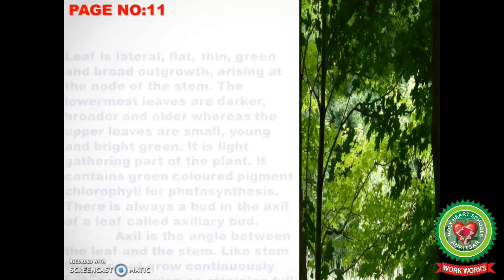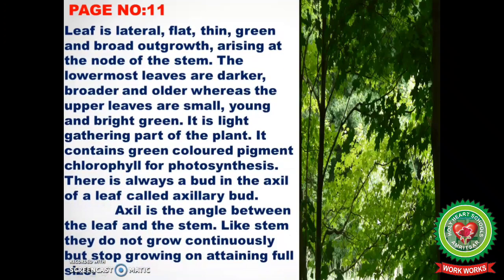Students, open page number 11. Let's have reading from book. Leaf is lateral, flat, thin, green and broad outgrowth arising at the node of the stem. The lowermost leaves are darker, broader and older, whereas the upper leaves are small, young and bright green.